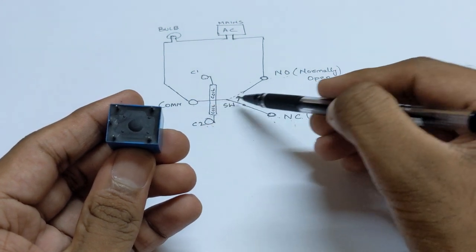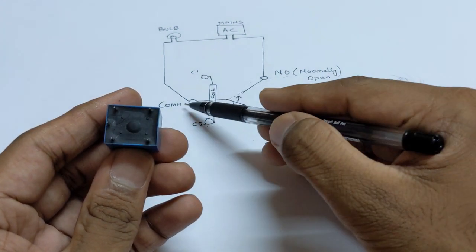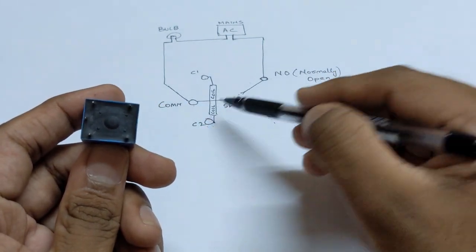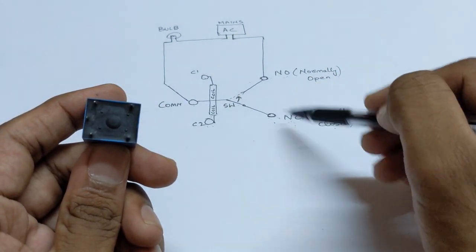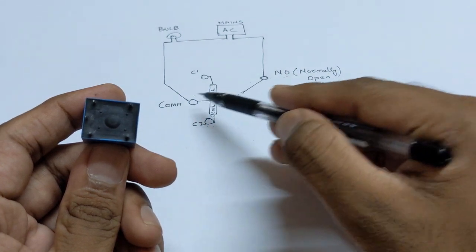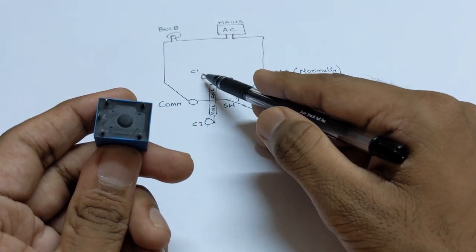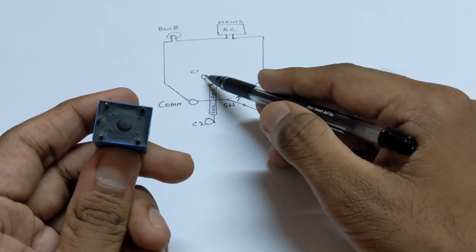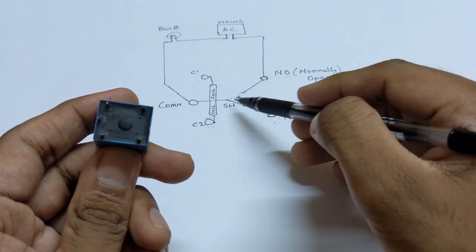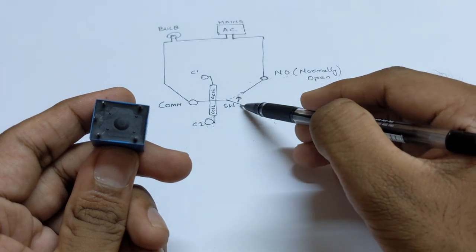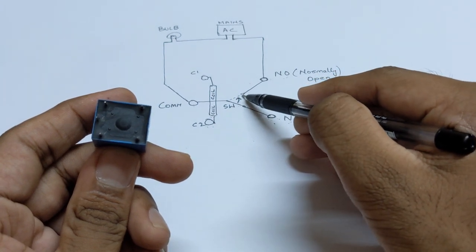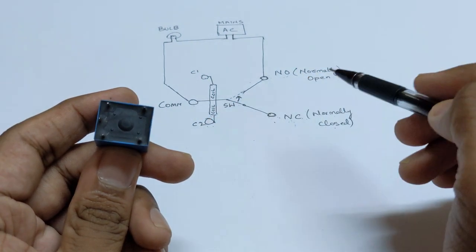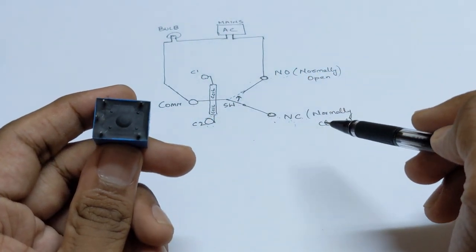Generally the switch will be in this position and COM and NO are not connected. That's why it's called normally open. COM and NC will be connected, so that's why it is called normally closed. Once you give the power or the voltage to C1 and C2, the switch will toggle from this position to this position right here, and then NO and COM will be connected. So this is the working of the relay.